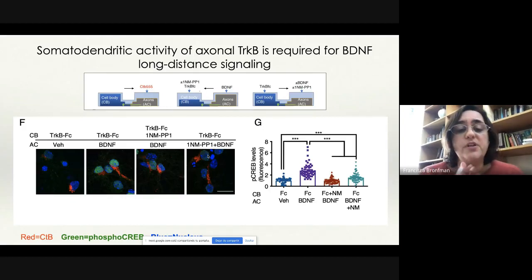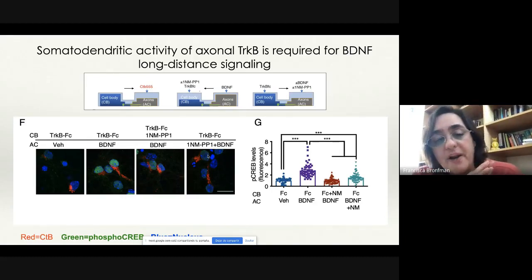So all these results suggest that the activity of TrkB is required in axons, and is also required in the cell body to allow transcriptional regulation.